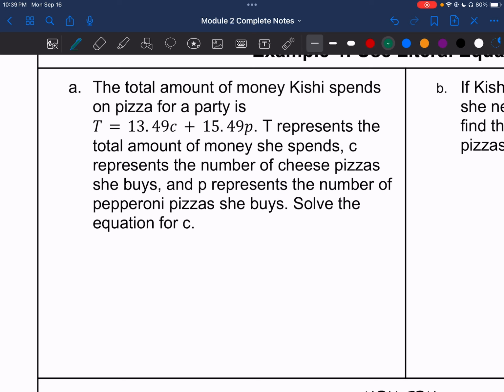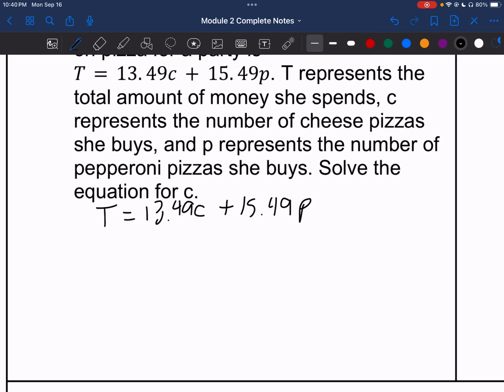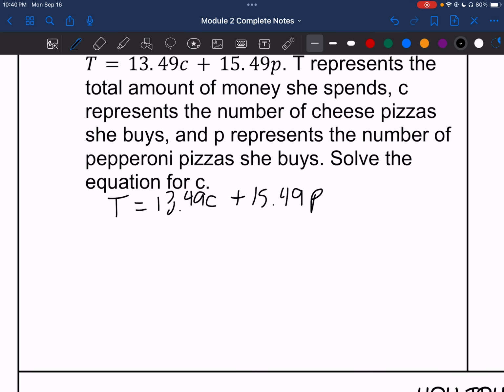So the first thing I'm going to do here, I'm going to rewrite my equation just so that I have it right nearby to work with. So T equals 13.49C plus 15.49P. Now, I want to solve this for C. So we're solving it for C right there. My first step, we've got our dividing line. We're going to subtract 15.49P.